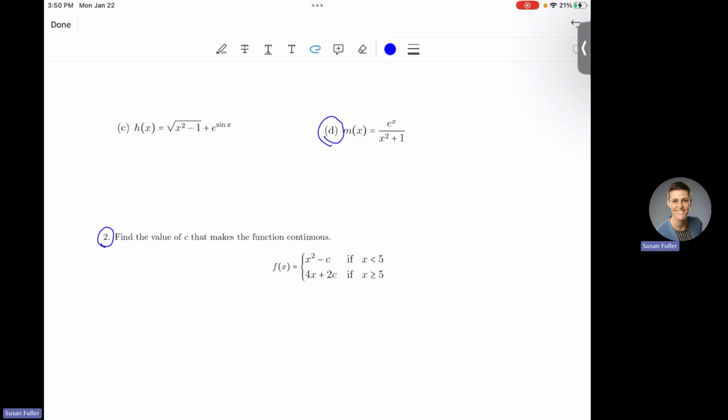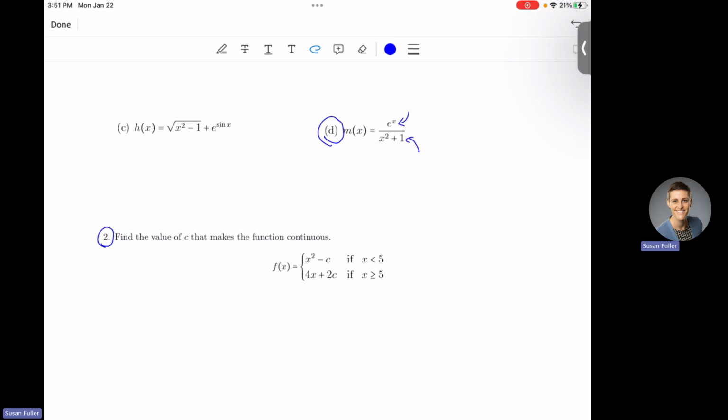Okay, so if we are looking at part D of number one here, m of x equals e to the x over x squared plus 1. We have a quotient of functions here, so we're going to see where the top and bottom functions are continuous, and then we also need to figure out where the bottom does not equal 0, right? Because a continuous function divided by a continuous function is only continuous if the bottom does not equal 0 as well. That's an extra thing we have to be careful of when we're dividing functions.